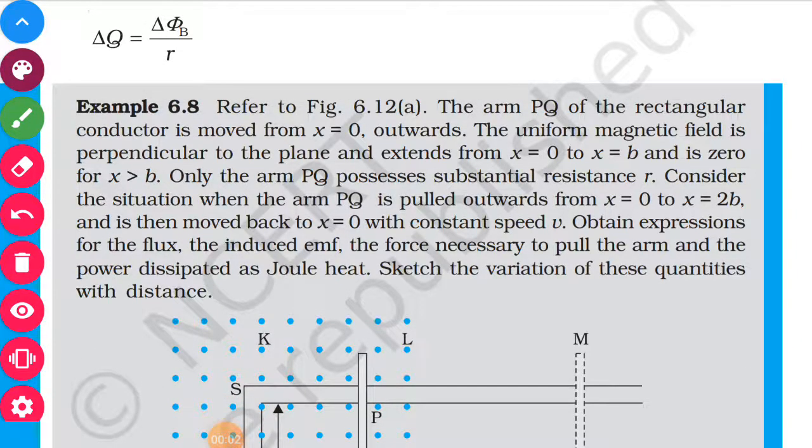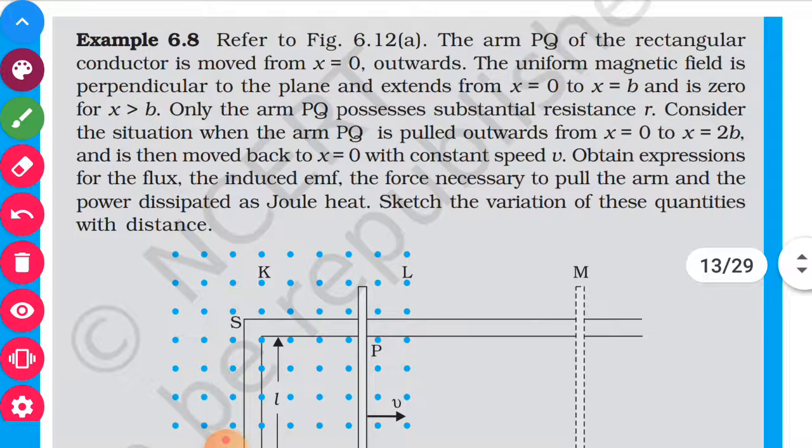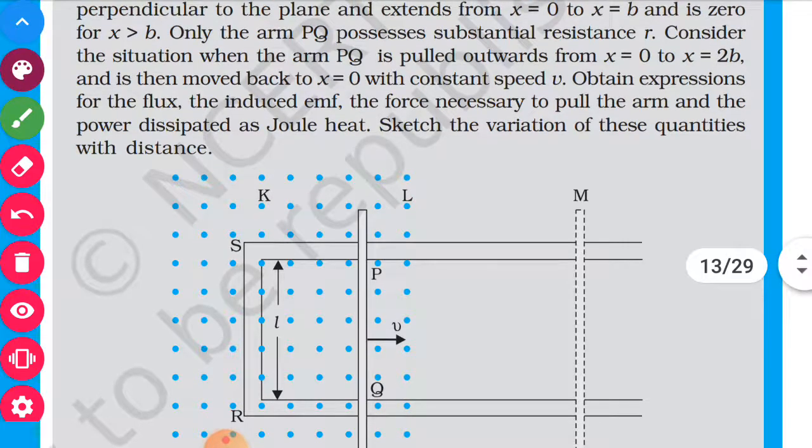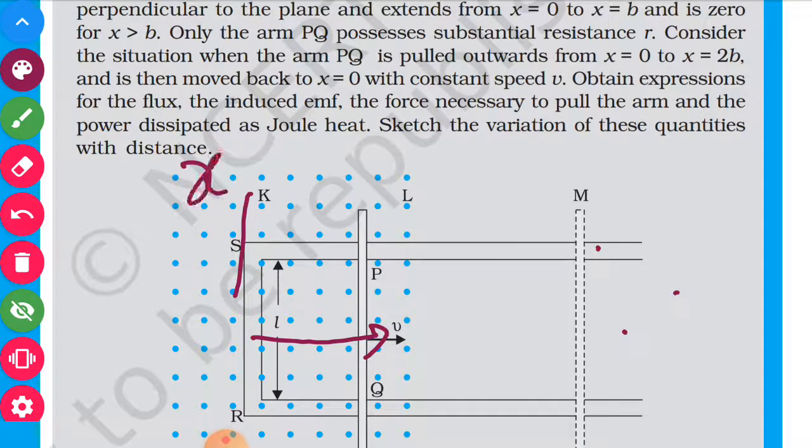Example number 6.8. This figure is given. Arm PQ of the rectangular conductor is moved from x is equal to 0 outward. So the rod is moving in this particular direction. Here we take x is equal to 0, and then x increases as you go from left to right.